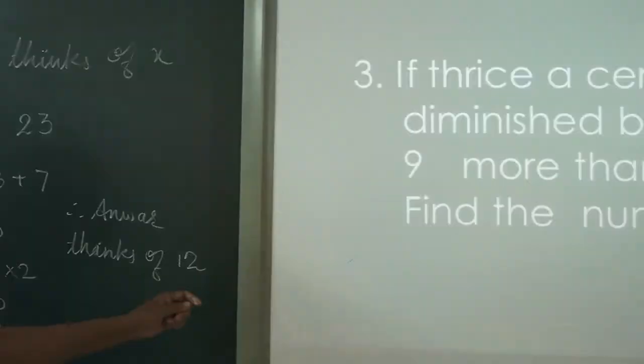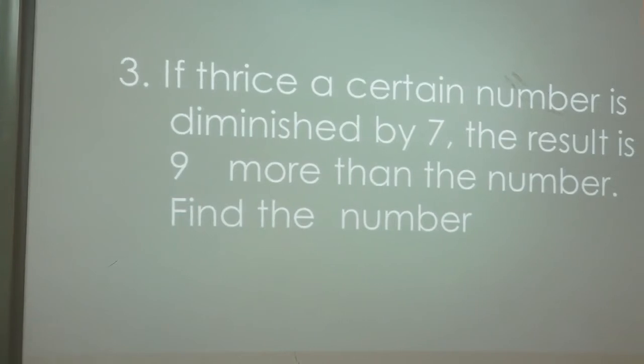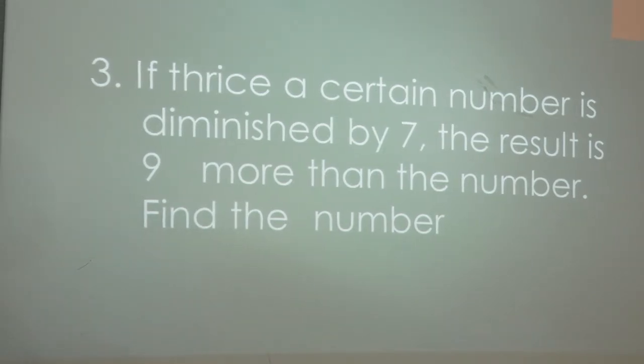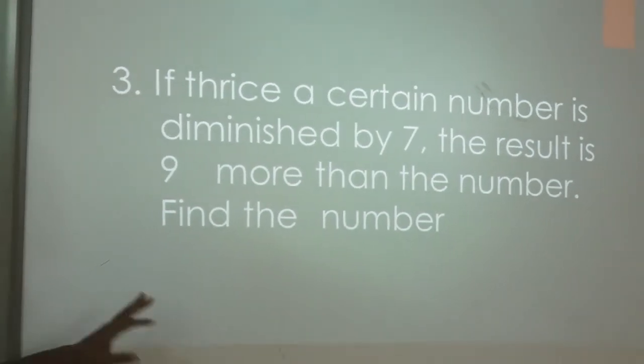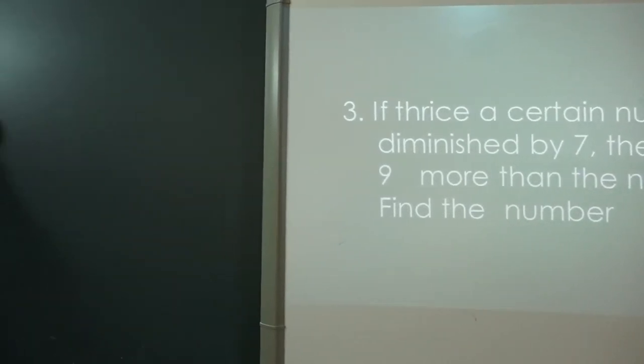It is given that if thrice a certain number is diminished, means minus, by 7, the result is 9 more than the number. 9 more than the number. So you have to find the number. Okay. So this is our third question.